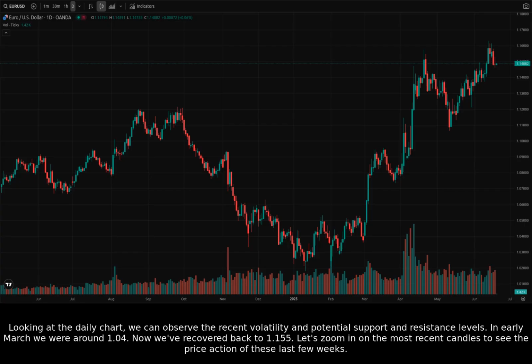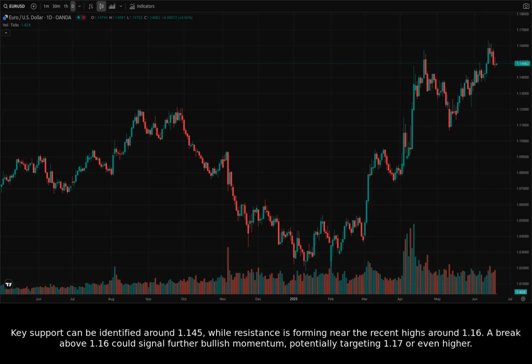Let's zoom in on the most recent candles to see the price action of these last few weeks. Key support can be identified around 1.145, while resistance is forming near the recent highs around 1.16. A break above 1.16 could signal further bullish momentum, potentially targeting 1.17 or even higher.